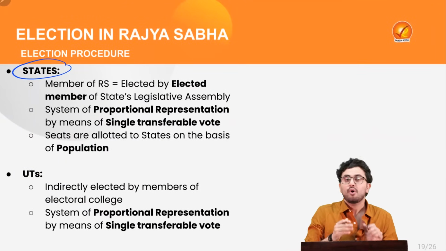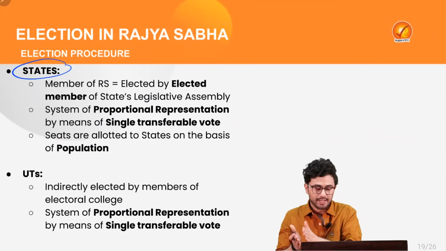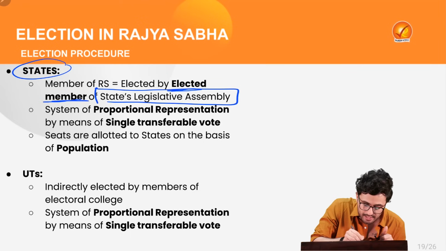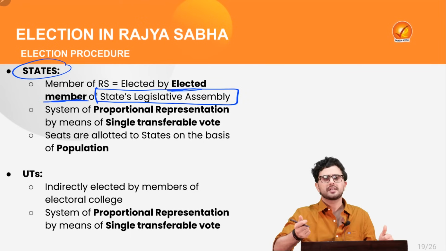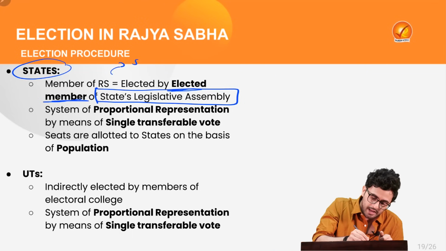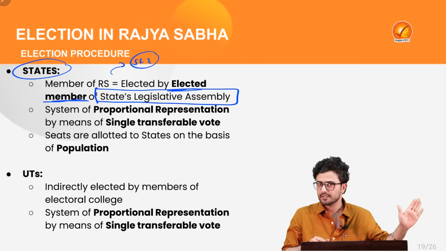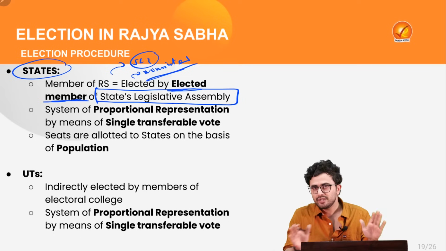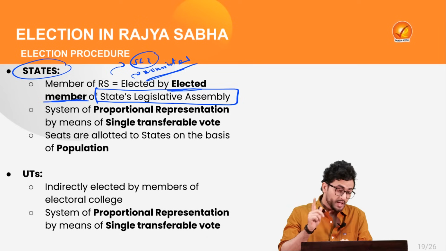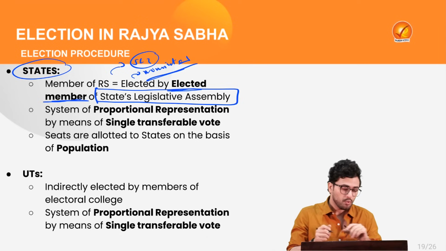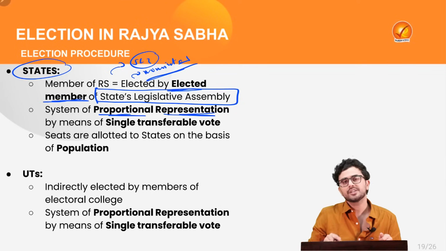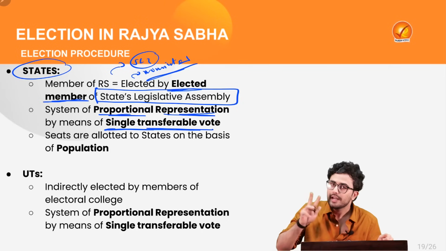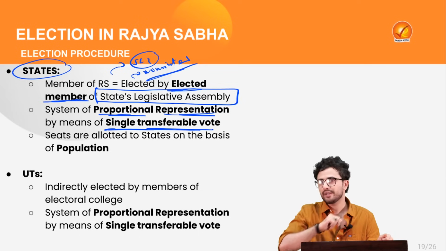Well, the members who represent the states are elected by the elected members of the state's legislative assembly. So if a state, let's say Uttar Pradesh, has a state legislative council or an upper house in their state, or any nominated member, they cannot play any role when it comes to the Rajya Sabha election. Then this election takes place through the system of proportional representation and by means of single transferable vote. So let's try to understand these two important terms one by one.